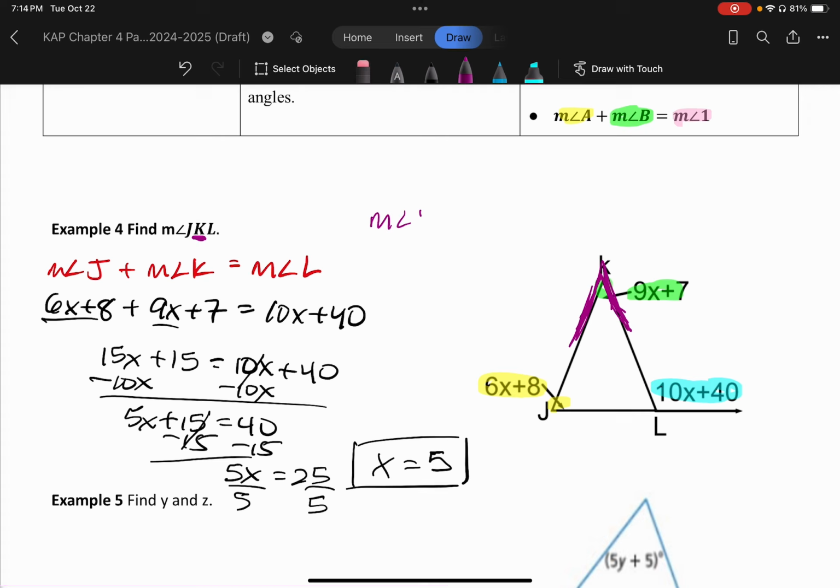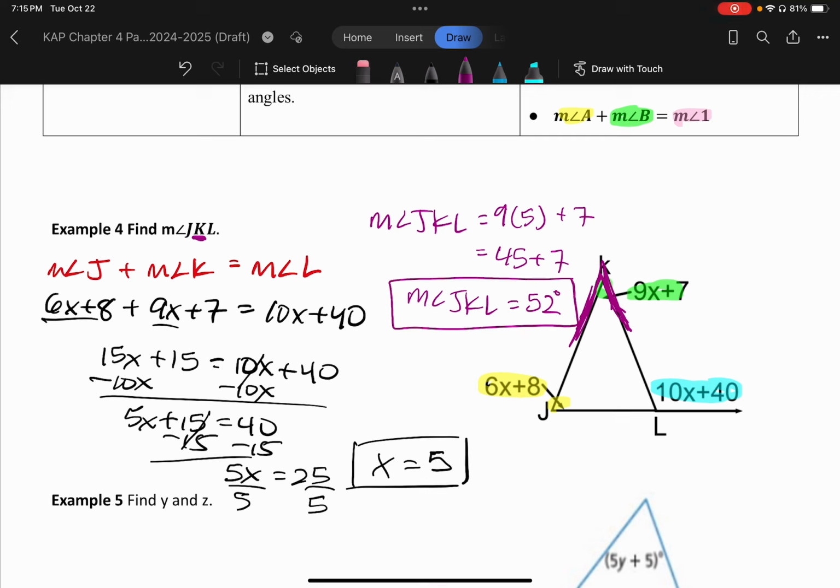So the measure of angle JKL is going to be represented by 9x plus 7, where x we found out to be 5, so 9 times 5 plus 7. 9 times 5 gives us 45, and if we add 7, we get the measure of angle JKL, which is 45 plus 7 to get you 52, right? And because we are talking about the measure of an angle, we want to make sure that the units are appropriate here, 52 degrees. Okay, we'll look at another example here.